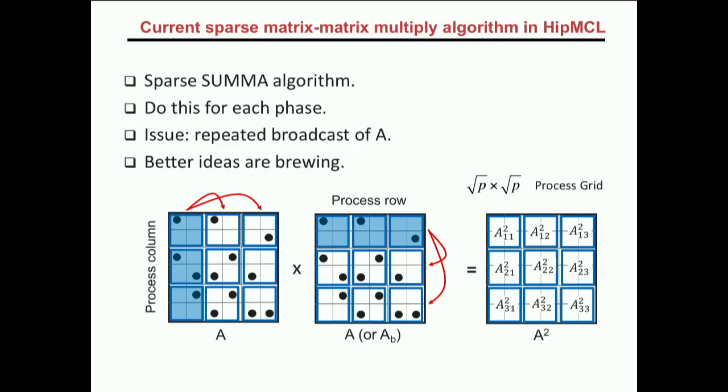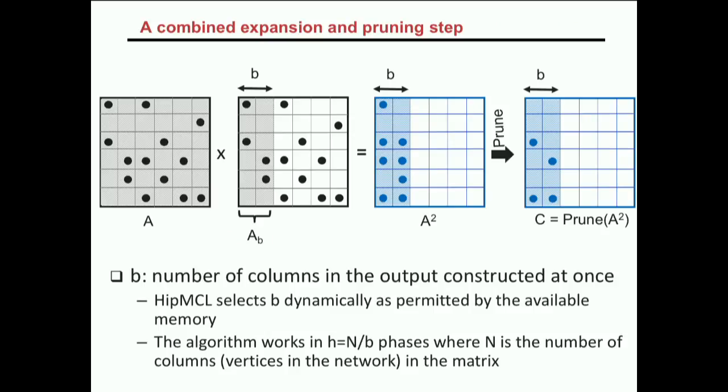At every stage, the processors broadcast to their processor columns and processor rows, and the owner computes the local update. You've seen the SUMMA algorithm, and you have to do this for each phase. A phase is defined as how many times you have to do this to finish forming A squared, or the C, completely, and there are n divided by B phases.